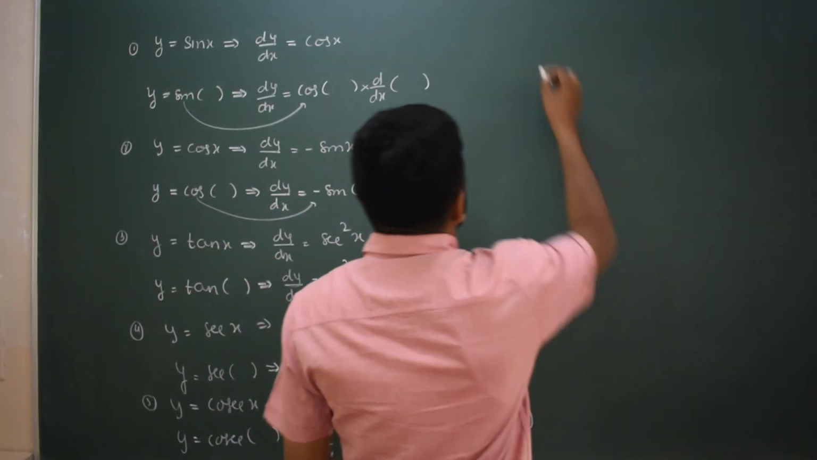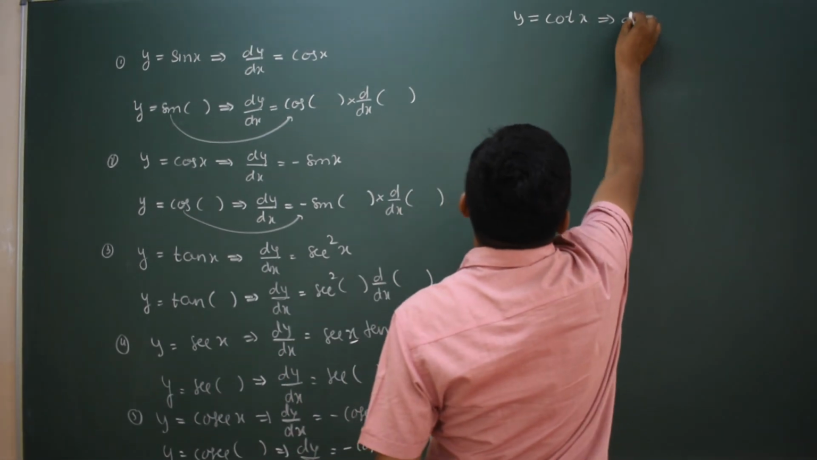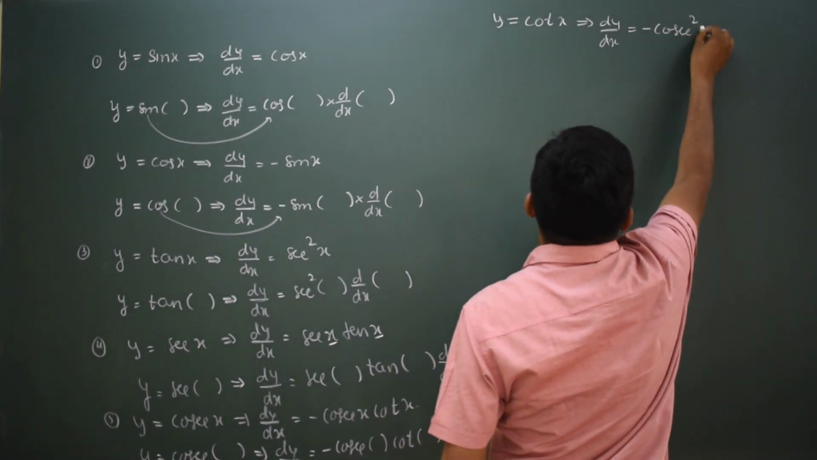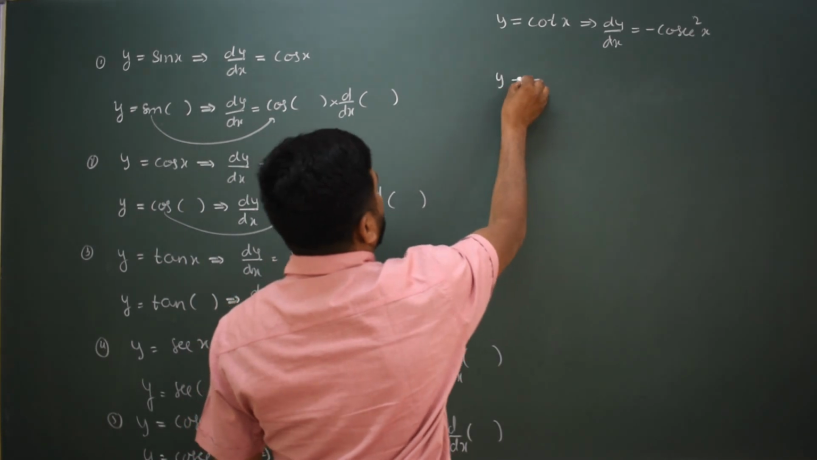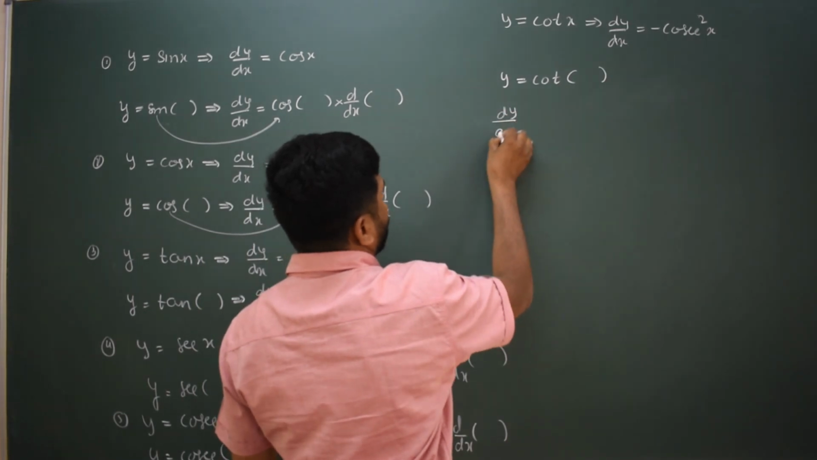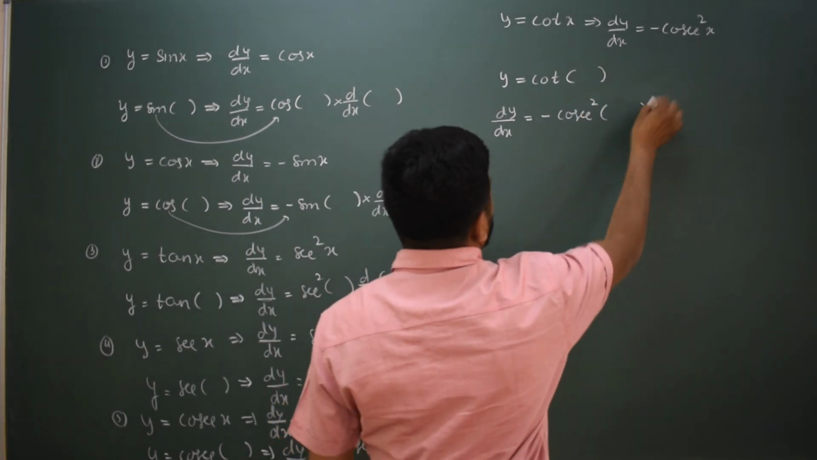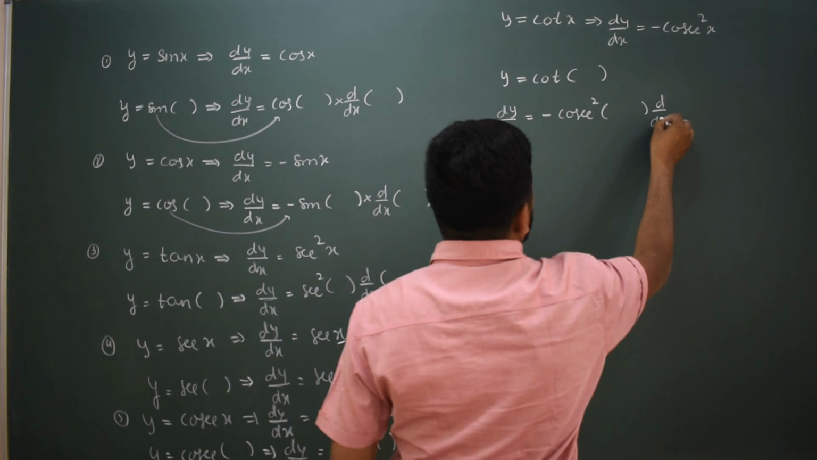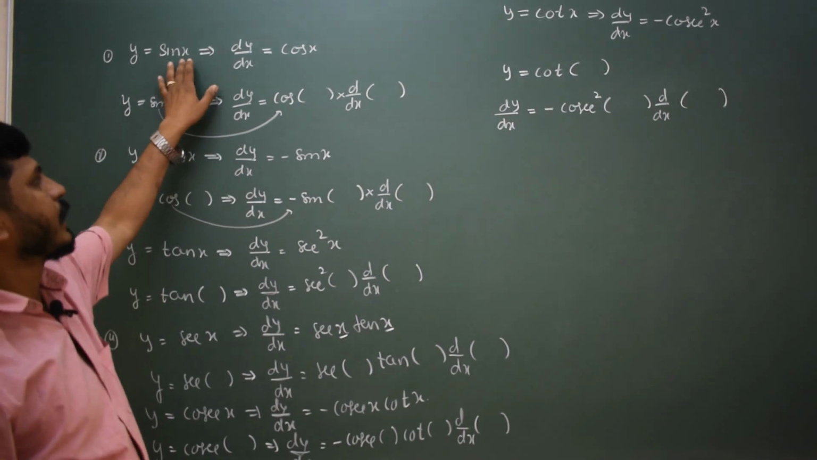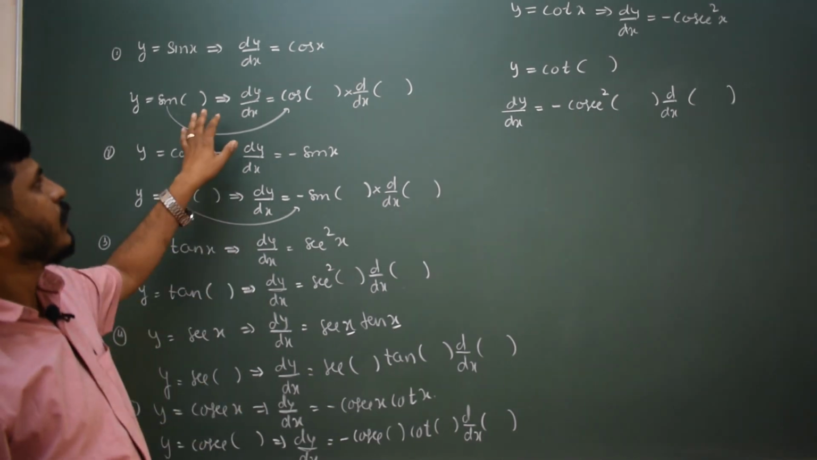Similarly, y is equal to cot x. What is the differentiation of cot x? dy by dx is equal to minus cosecant square x. Now y is equal to cot of something. Now dy by dx is equal to the differentiation of cot of something, which is minus cosecant square, in the place of x I have something, into d by dx of something. This is the formula you have to apply. In the place of x, read it as something. Something means we have some function.